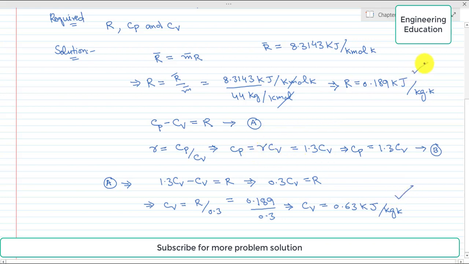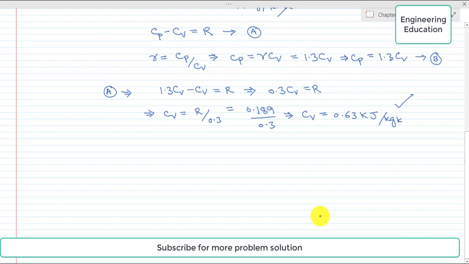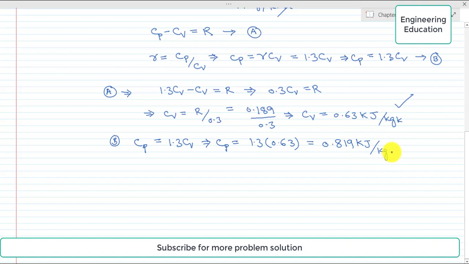First we found the value of R, then the value of Cv, and now we will find the value of Cp. It is very easy to find Cp because we have expression B: Cp is equal to 1.3 times Cv. You should remember that the Cp value is always greater than Cv. That's why the value of gamma is always greater than unity. So Cp is equal to 1.3 into 0.63, and when we multiply this, we get the value of Cp, that is 0.819 kilojoule per kilogram per kelvin.